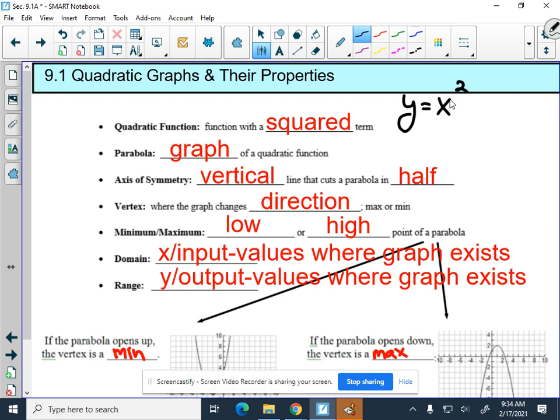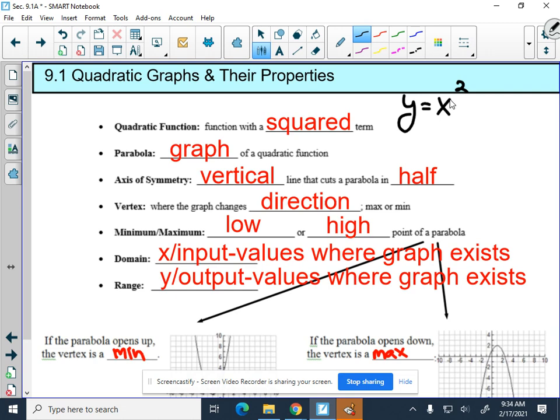Okay, now it can come a lot of different ways. It can just be y equals x squared. We're going to look at that one. That's called the parent function of all the quadratics. It's one we usually compare things to. We've talked about parent functions before. We relate this original to something else, and we're going to do that a lot in this section.